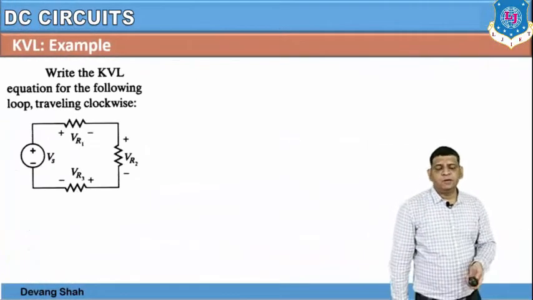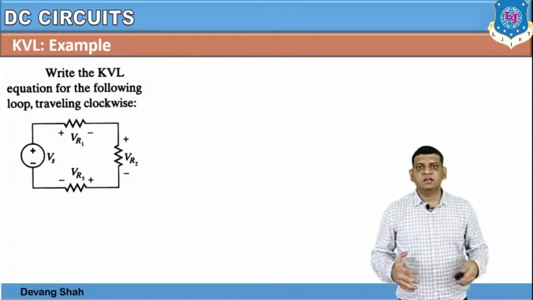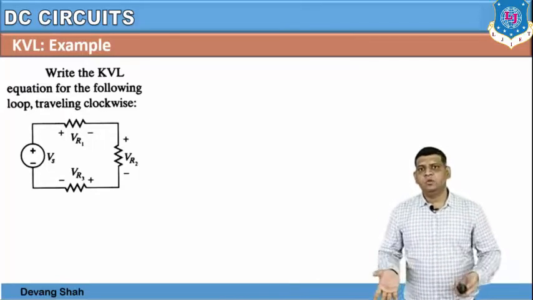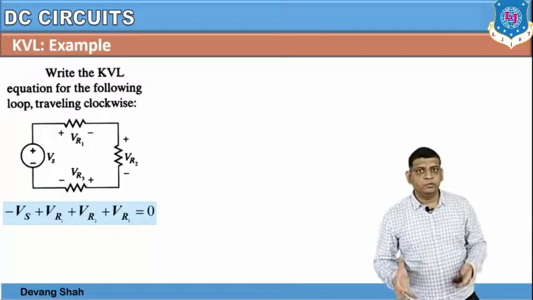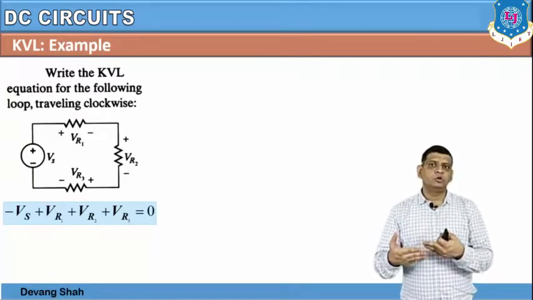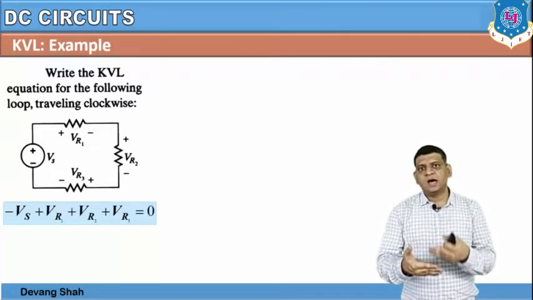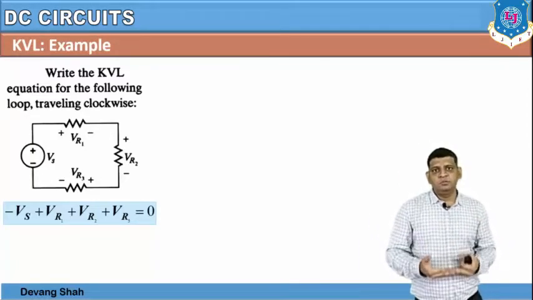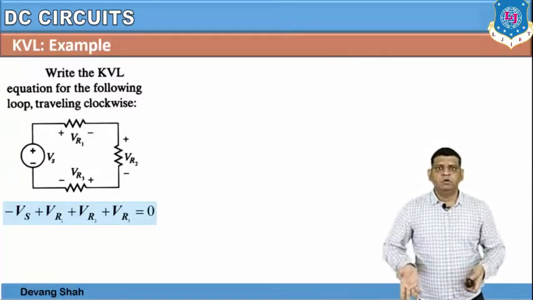Let's take an example based on KVL. Here one voltage source is applied and three resistances are connected in series. In each resistance there is a voltage drop. So here you can apply the equation: −Vs + VR1 + VR2 + VR3 = 0. Once you apply, let's say, 10 volts, the voltage drop across R1 is, say, 2 volts, the voltage drop across R2 is, say, 3 volts, then the voltage drop across R3 must be 5 volts. So the summation of the voltage drops across R1, R2 and R3 must be equal to the applied voltage Vs, right?